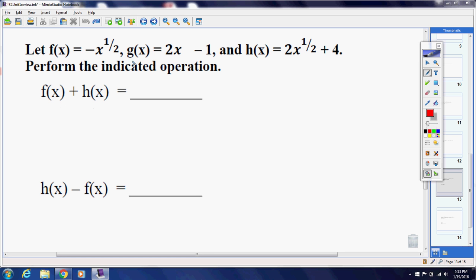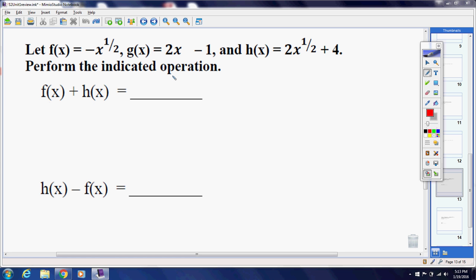We have three different functions given to us at the top. f of x equals negative x to the 1/2, g of x equals 2x minus 1, and h of x equals 2x to the 1/2 plus 4. We are to add f of x and h of x. So in 6.3, all we do is substitution throughout.